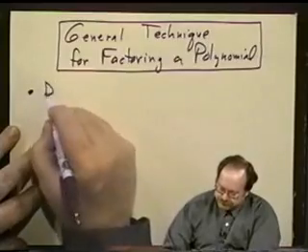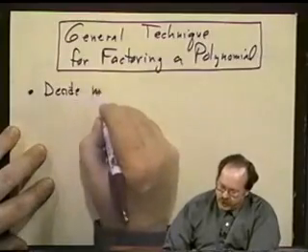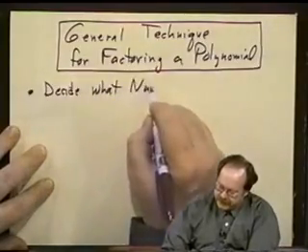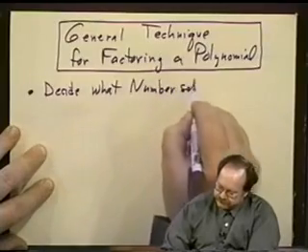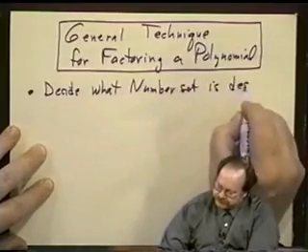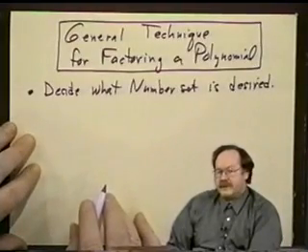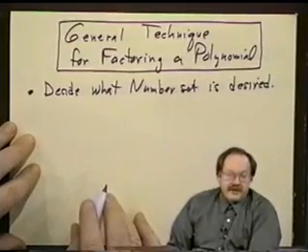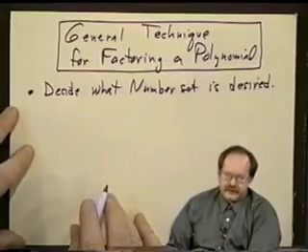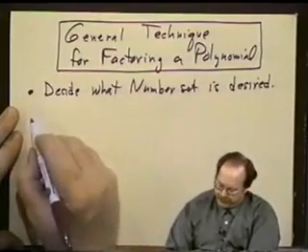First of all, you need to decide what number set is desired. Do you want your factors in the integers? Do you want them in the real numbers? Do you want them in the rational numbers? Do you want them in the complex numbers? You need to decide how far to go.